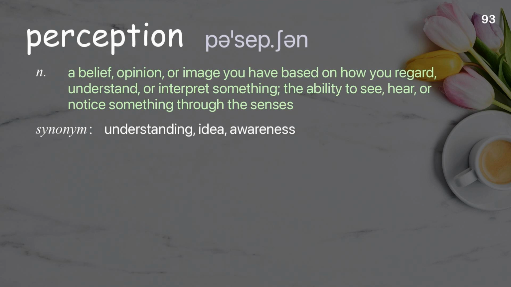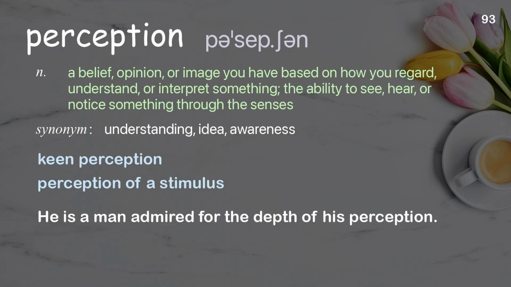Perception. A belief, opinion, or image you have based on how you regard, understand, or interpret something, the ability to see, hear, or notice something through the senses. Examples: Keen perception. Perception of a stimulus. He is a man admired for the depth of his perception.